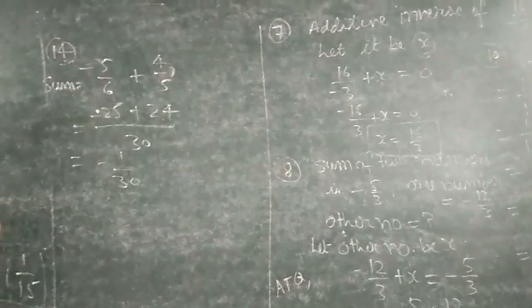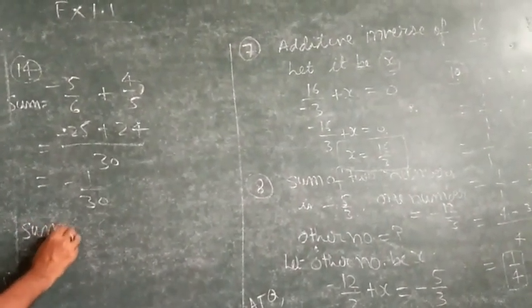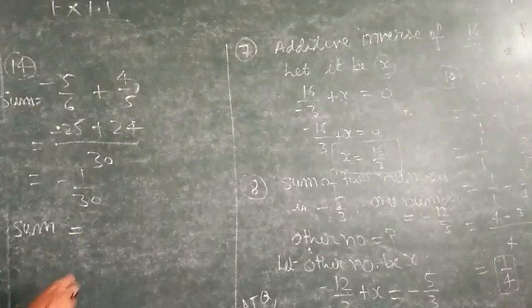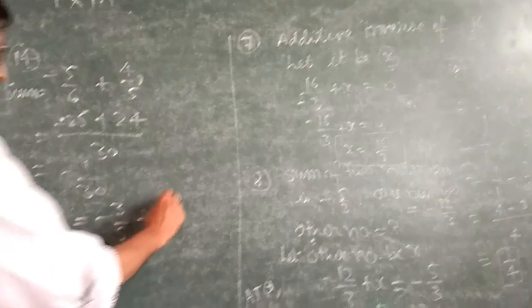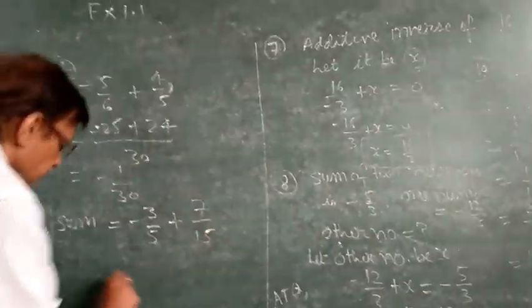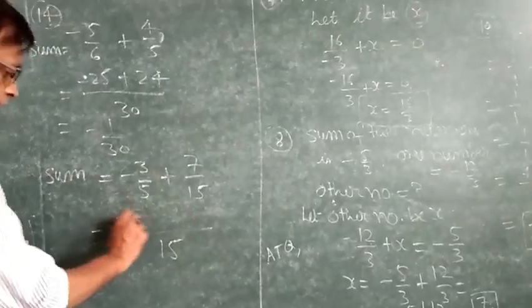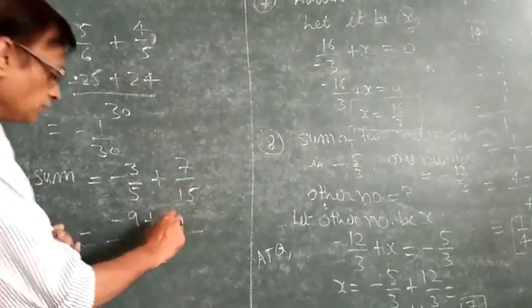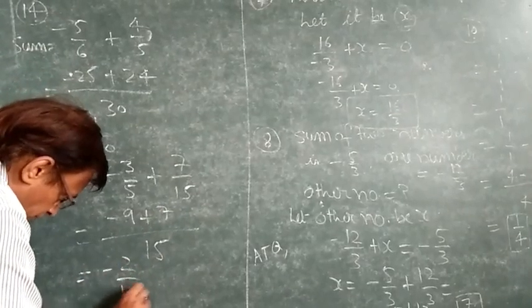And in the question, from the sum of this, there is one more pair of rational numbers. So we have to find the sum again. Minus 3 upon 5 plus 7 upon 15. Taking LCM, 15 is the LCM, 5 3s are 15, minus 9, 15 1 is 7. Minus 9 plus 7, minus 2 upon 15.